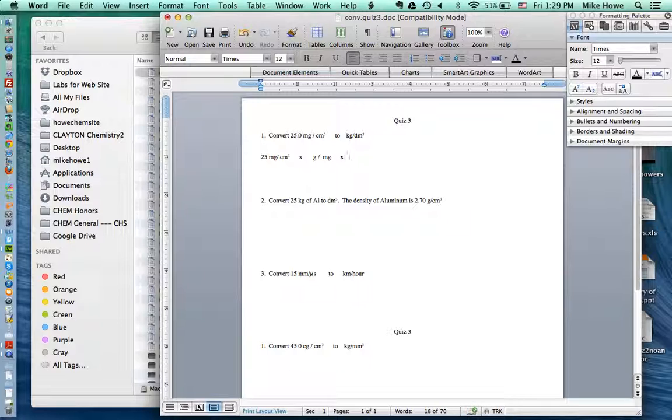So in the case of mass, the base unit would be grams. In the case of volume, the base unit would be liters. In the case of distance, the base unit would be meters. A unit without a prefix. Now if I solve the problem, I would have canceled milligrams, so I'd have grams on the top and cubic centimeters on the bottom. So our next step is to get rid of grams, so we'll put grams on the bottom, and now we will put kilograms on the top.